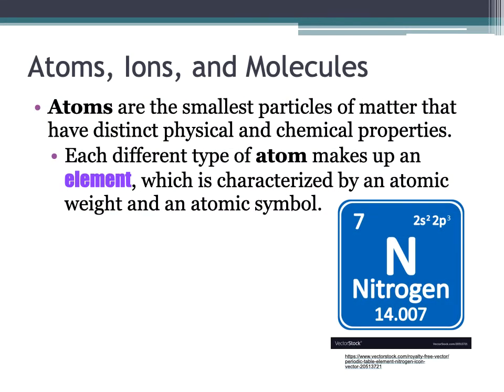Atoms, ions, and molecules. Atoms are the smallest particles of matter that have distinct physical and chemical properties. Each different type of atom makes up an element, and they have their own designation on the periodic table. Also, never trust an atom. They make up everything.